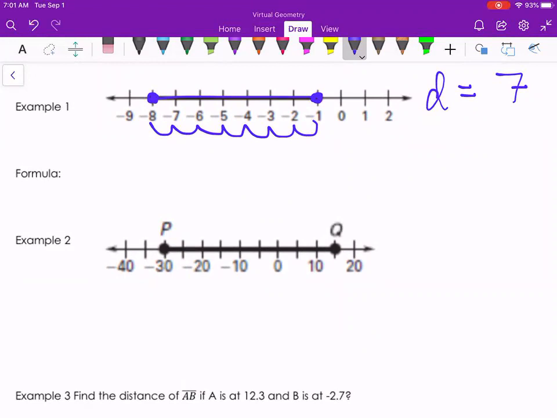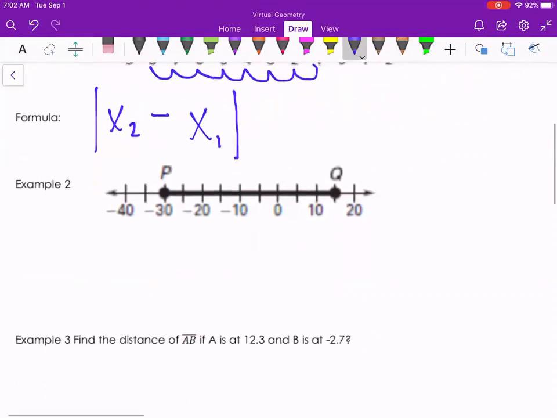So we need a quick way that you can find the distance of these segments as long as you know where the ends are. And our formula says we're going to take the absolute value, so those are the absolute value bars, of the second endpoint, the endpoint on the right, minus the first one, or the endpoint on the left. Now, you can reverse that. Either end of your segment will give you the same answer. So I'm going to show you both ways with example 2. Let's give that a try.